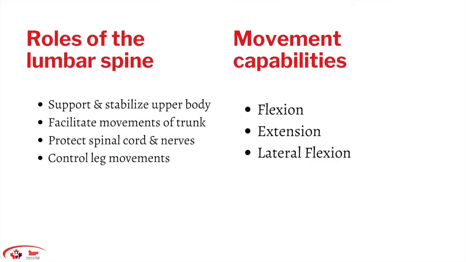The roles of the lumbar spine are quite numerous. So you might have noticed that the lumbar vertebrae were much larger than the thoracic or the cervical vertebrae, and that's because one of their main jobs is to support and stabilize the upper body. It's also facilitating the movements of the trunk while also protecting the spinal cord and nerves.